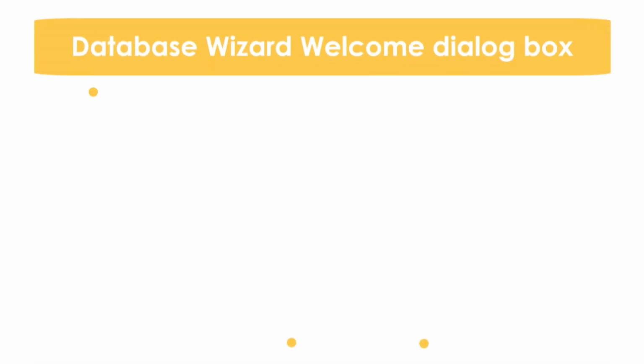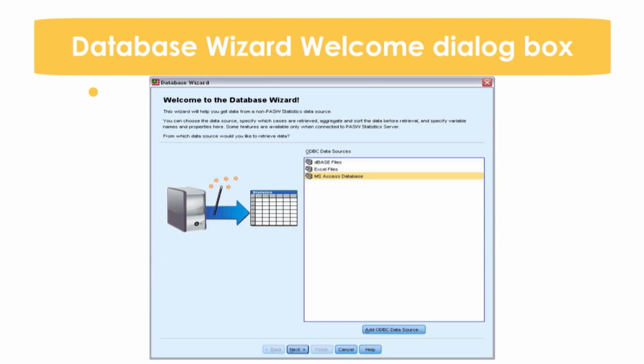Now we will be discussing how the database wizard welcome dialog box will look. So now you are able to see the Welcome to the Database Wizard, and you can see here we have 3 different kinds of files. You are going to choose it. We have to choose what file we are going to use, like Excel, SPSS, Access, any kind of database, and click next and give OK.